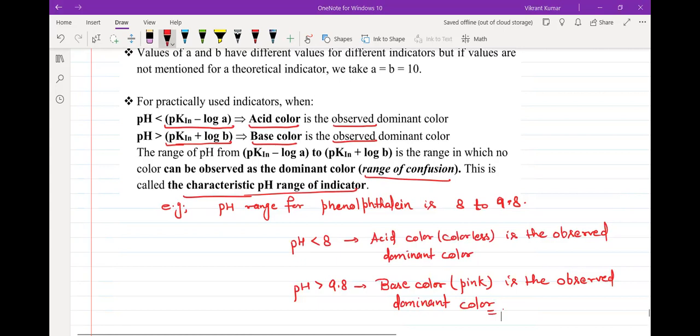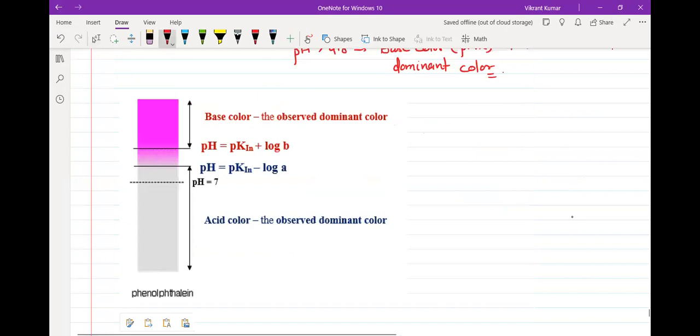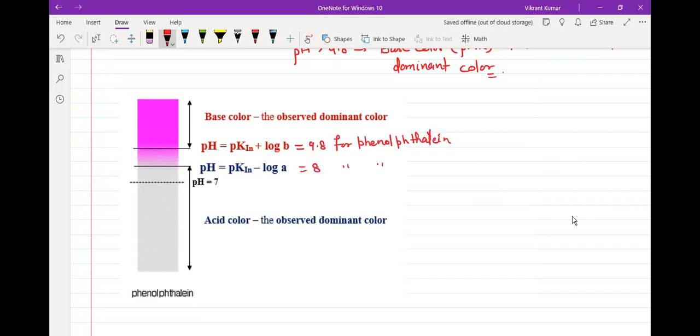डायग्राम से देख लो एक बार, so that you can realize this whole thing what we are talking about. So like phenolphthalein का ये example already मैंने prepare किया हुआ है. I'll just show you. If you see this thing, इसका वैल्यू जो आ रहा है, this value is equal to 9.8 for phenolphthalein, and this value is 8 for phenolphthalein. That means 8 से नीचे आया तो we are saying the acid color is the observed dominant color, और 9.8 से ऊपर जाएगा then we'll say कि base color is the observed dominant color. इसका मतलब 8.1, 8.2, 8.5, 9.1, 9.2 पे we will not be able to observe the particular color as the dominant color. Is it okay?